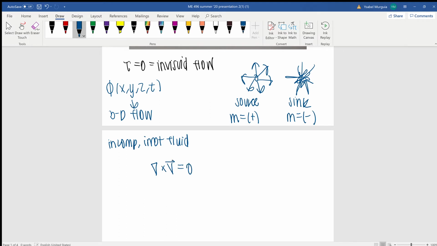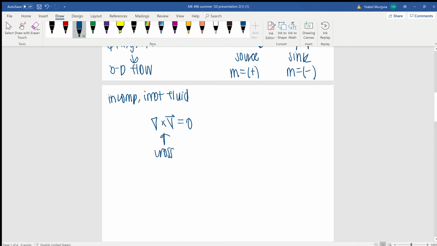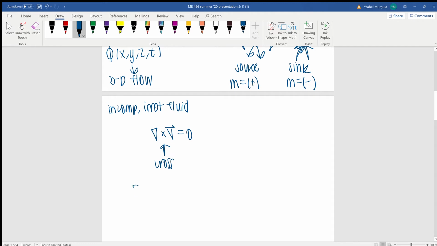And this makes sense because the cross product right here has to do with the rotation. So if it's equal to 0, then that means there is no rotation, which is correct because it is an irrotational fluid. So that makes sense. And another thing we have to find is this Laplace equation, which will be equal to 0. And this is only valid because the vorticity is equal to 0.